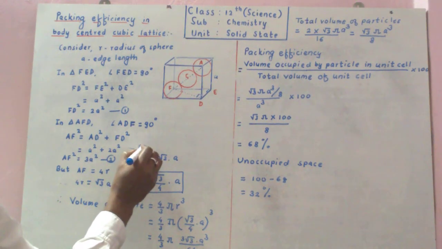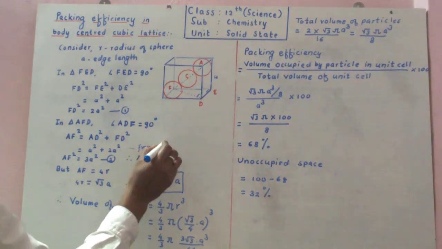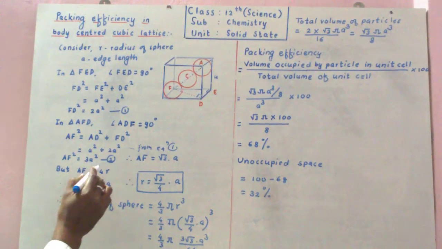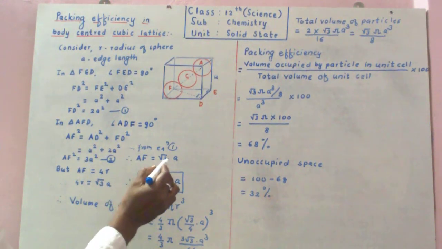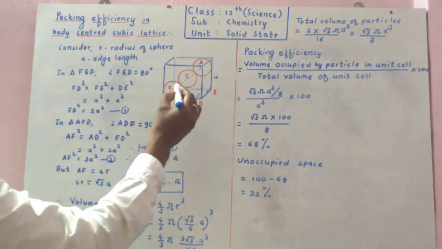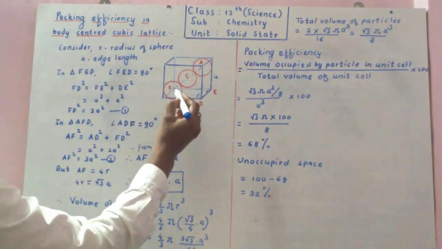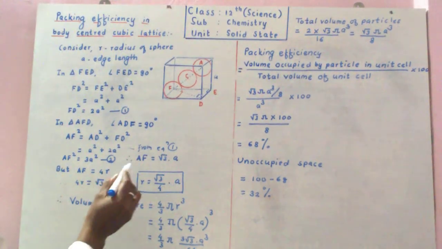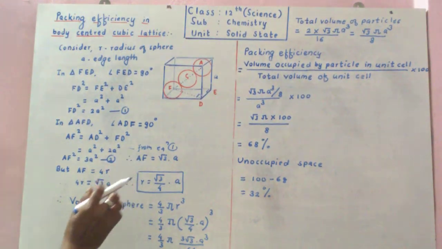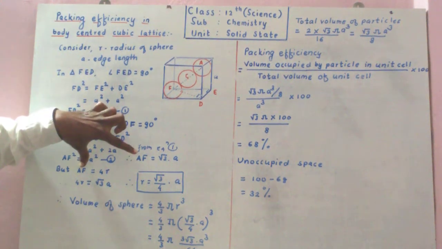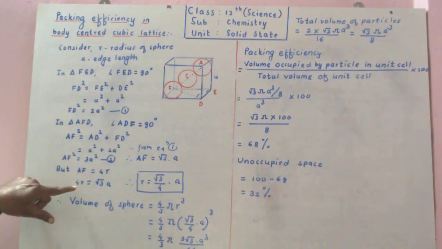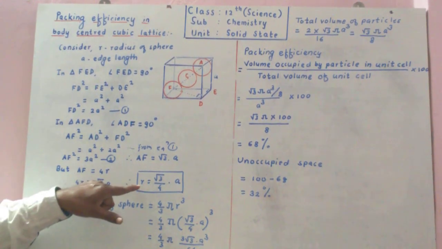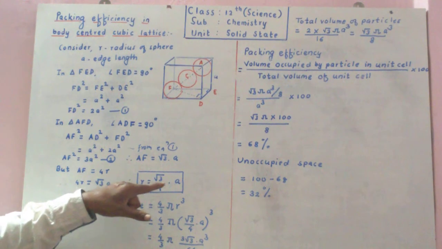So AF square equals 3a square, so AF equals root 3 a. And from the diagram, AF is equal to R plus twice R plus R, so it is 4R. Comparing this to the value of AF, we get 4R equals root 3 a. So R is equal to root 3 upon 4 into a.